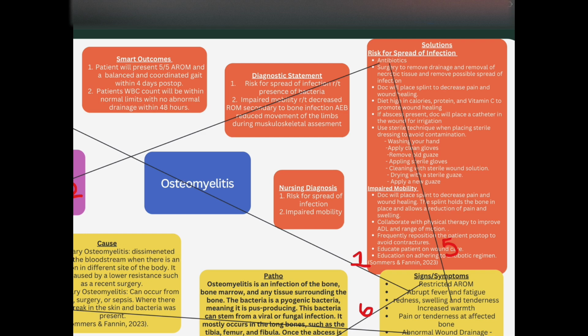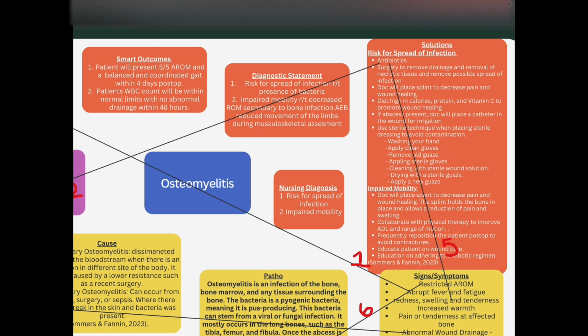So our SMART outcome will be that the patient's white blood cell count will be within normal limits with no abnormal drainage within 48 hours. As we said, that high white blood cell count is an indication that an infection is present.